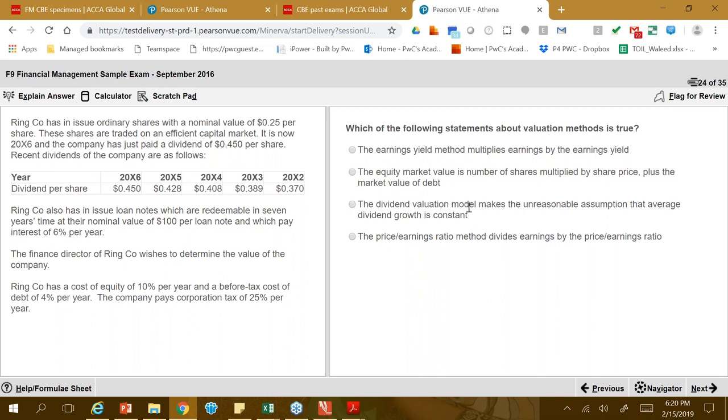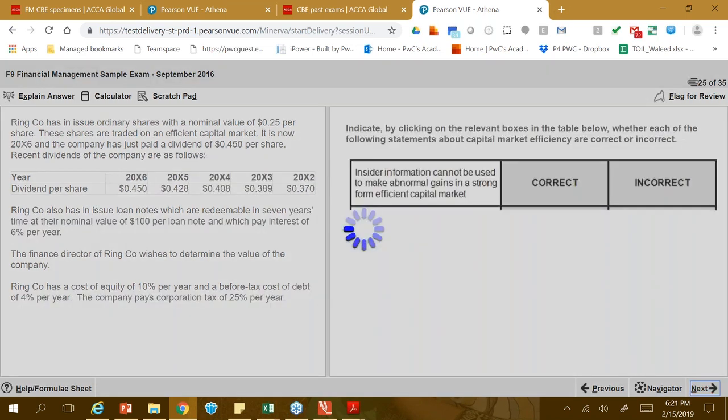The dividend valuation model makes the unreasonable assumption that average dividend growth is constant. I think that's right, because we assume that the growth rate in perpetuity will be the same. And the PE ratio method divides earnings by the PE ratio. No, in the PE ratio, we multiply with the PE ratio, not divide. So 3 is the right one here. The dividend model assumes that the growth will be constant.